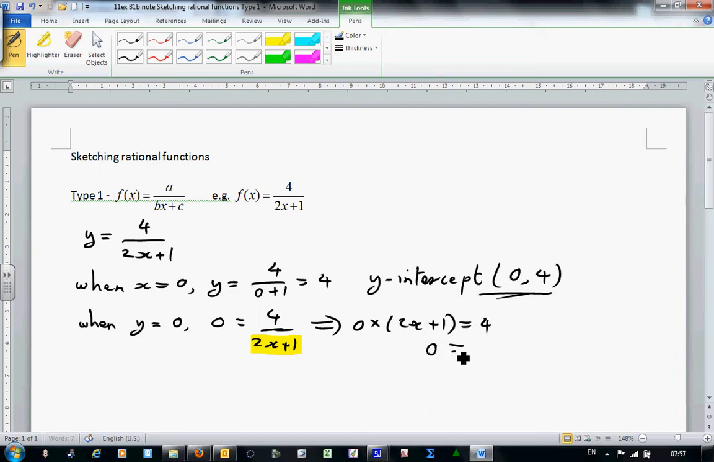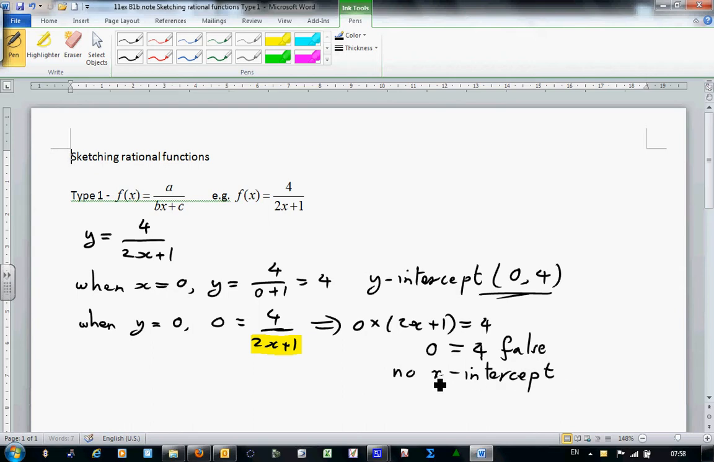So in other words, what's happened here is we've got a false statement. So this will imply what? Well, we're trying to find the x-intercept, and there isn't one. So there's no x-intercept. Okay, so there's no x-intercept.